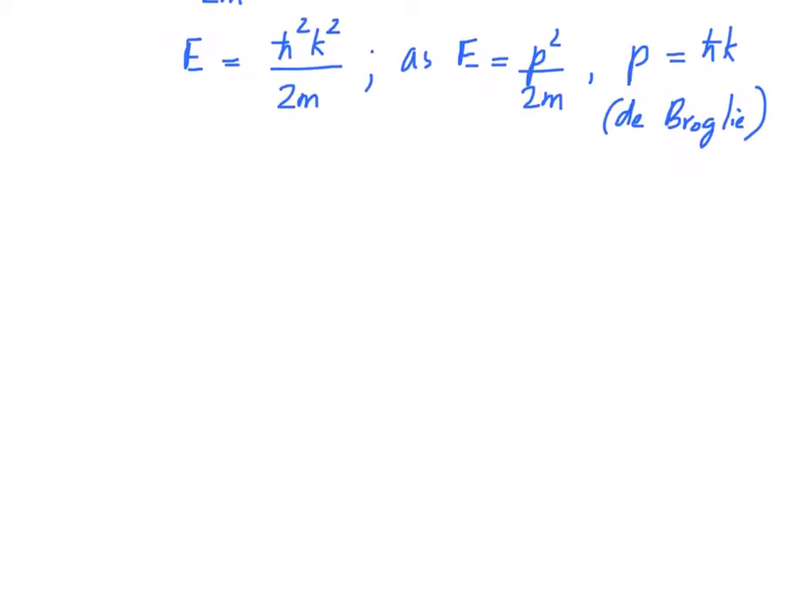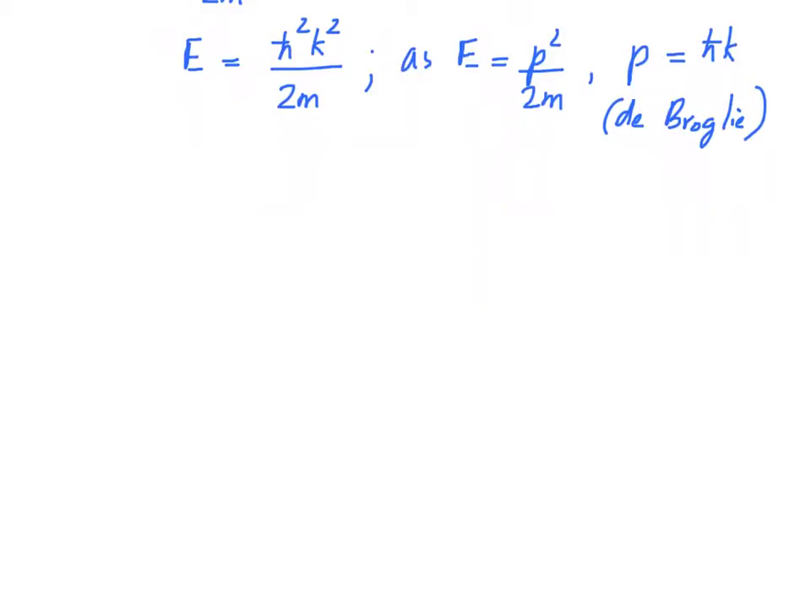Let us ask an interesting question at this point. So we now know that for a free electron described by e to the i kx as the wave function, the momentum is given by h bar k. But where is the electron? Right? What is the position of our electron? We know its momentum, but what is its position?